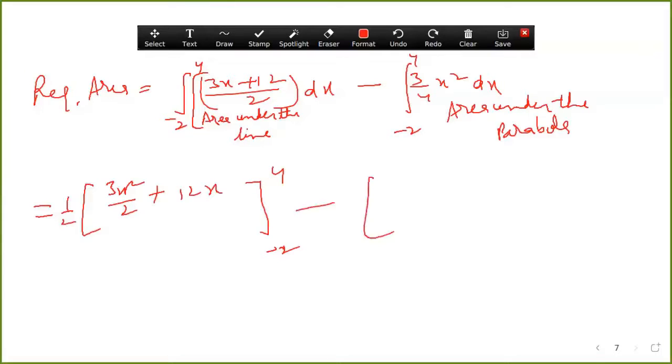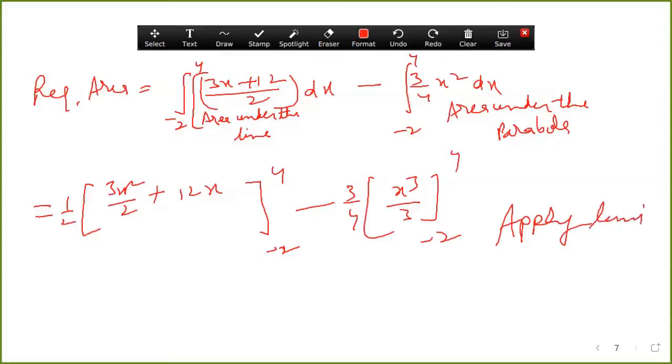Minus, this is 3 by 4 taking outside. This becomes x cube upon 3, with limit 2 to 4. Apply the limit now. This is your part. Apply the limit, and then you will get the answer.